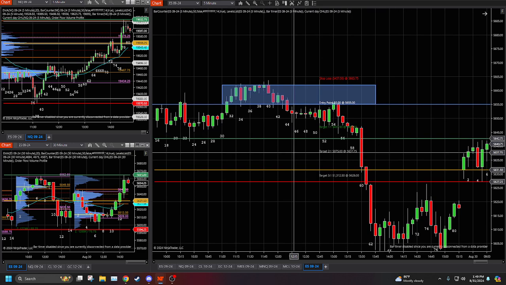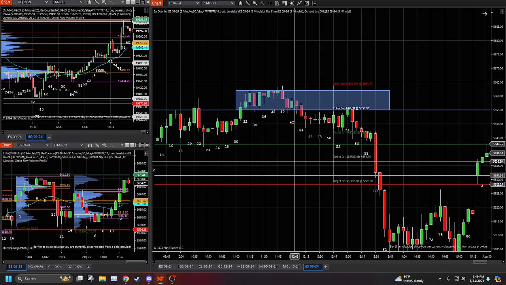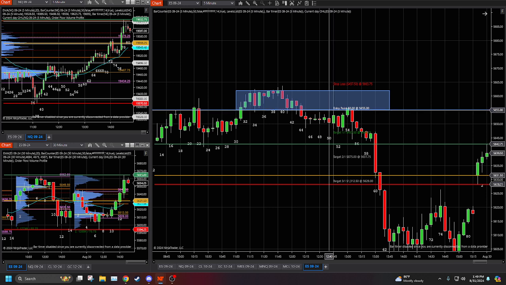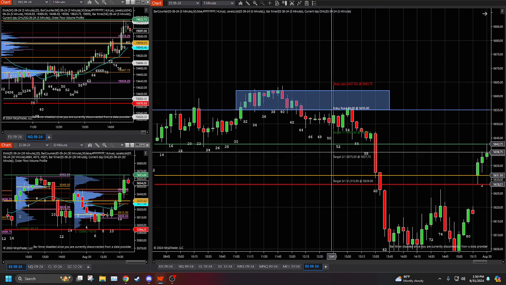It's a very powerful pattern. It just requires some patience and discipline, which, honestly, I didn't exercise here, but I was able to realize my mistake. I understood that this pattern's strong, and I know it happens often enough with good probability and good risk reward that I need to take it every time.